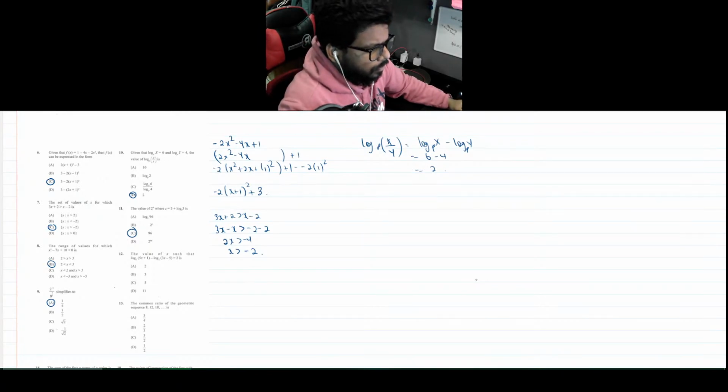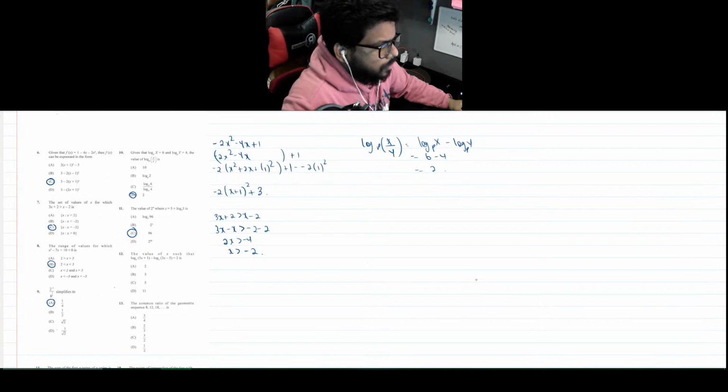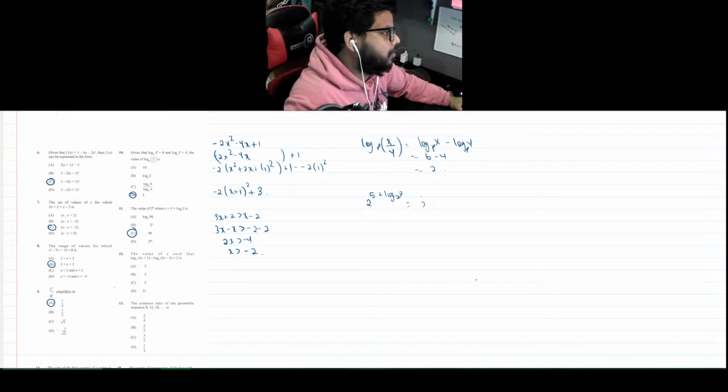The values of x for which... well, let me just do this one to make sure. 2 to the power 5 plus log of 3 to the base 2 is 2 to the 5 multiplied by 2 to the power log of 3 to the base 2, that is 32 multiplied by 3, 96.